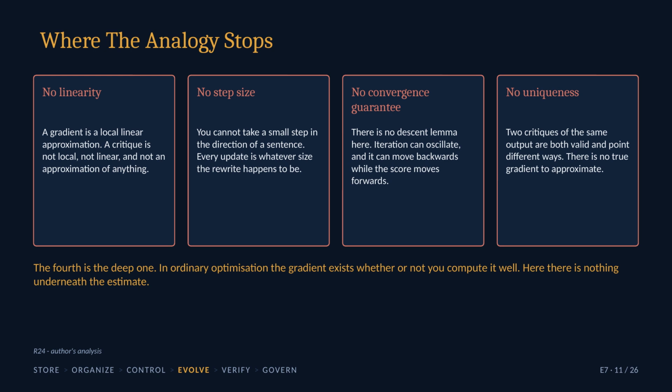In ordinary optimization the gradient exists whether or not you compute it well. Here there is nothing underneath the estimate. Any one of the 4 would be disqualifying in numerical optimization. Here they are the working conditions.